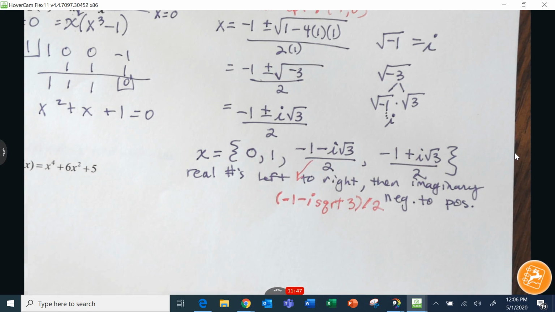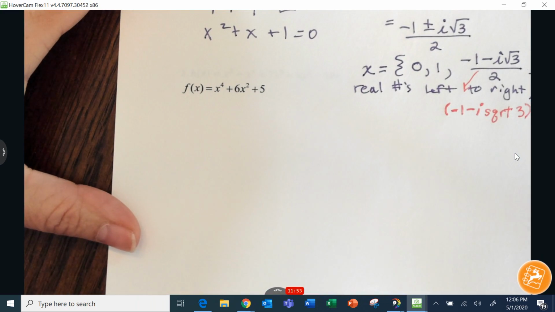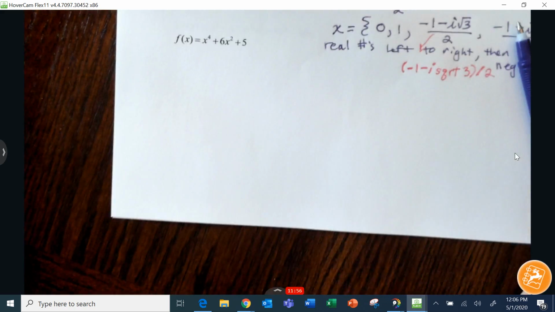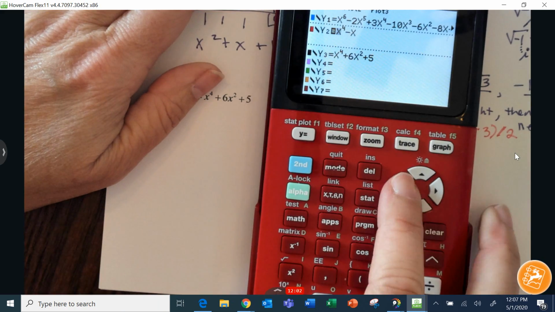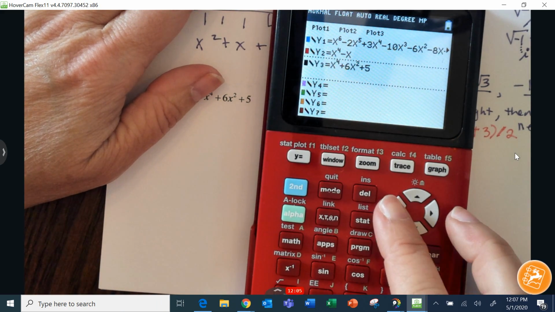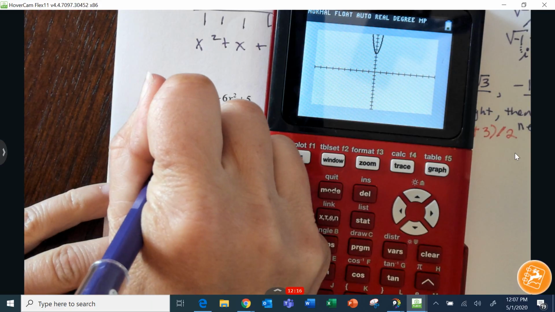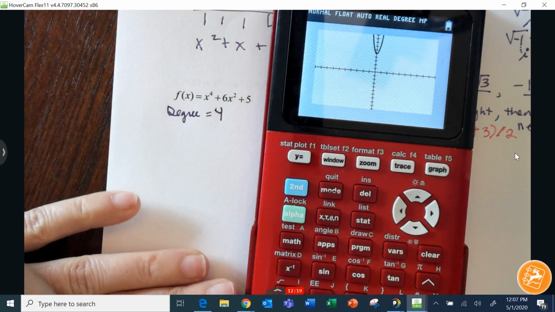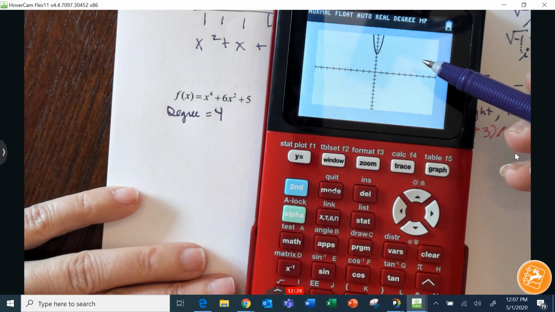All right, the last one, x to the 4th plus 6x squared plus 5. Go ahead and type that in your calculator. And the degree is 4, which means that I should have 4 solutions, but my picture tells me none.